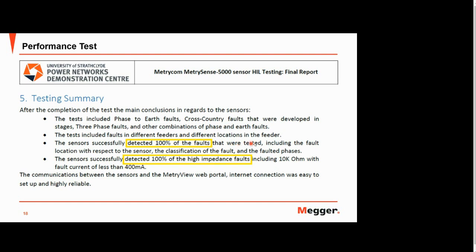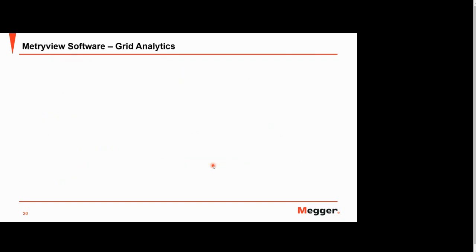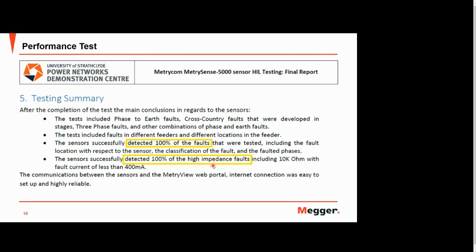that were tested, including the fault's location with respect to the sensors, the classification of the faults, and the faulted phases. And the sensor successfully detected 100% of high impedance faults, including 10K ohm with a fault current of less than 40 milliamps. The third party test lab did this performance test in their laboratory, and also created some manual faults on the site.